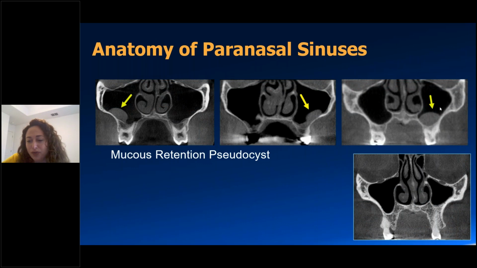And the last variation of normal we want to think of is the mucus retention pseudocyst. This is just a collection of mucus within the sinus. There are studies that show that it might pop after a patient sneezes, so we don't have to act upon it. It could be on the floor, or the lateral or medial wall of the sinus.